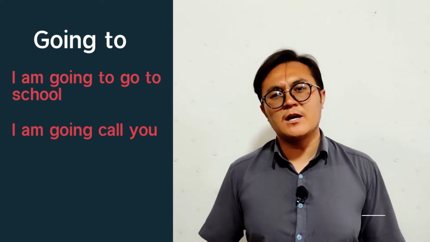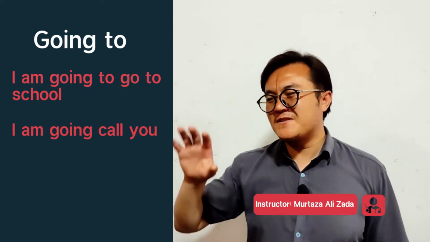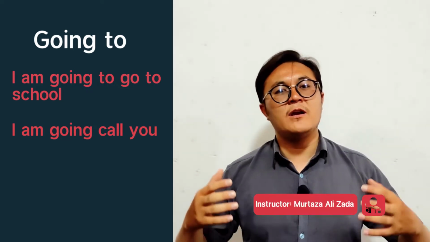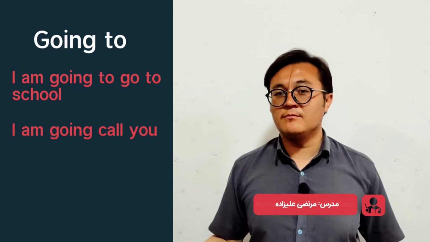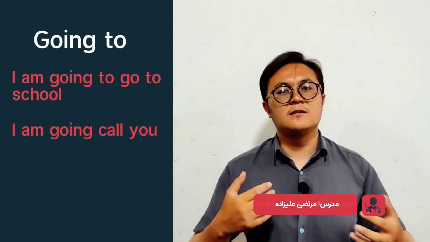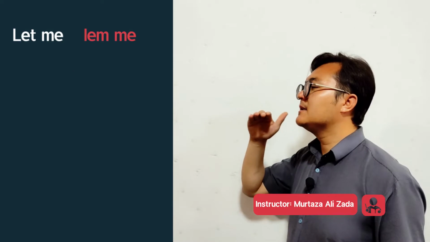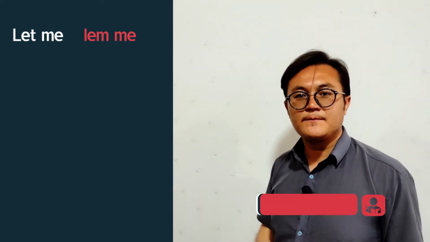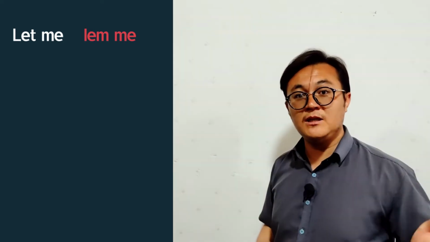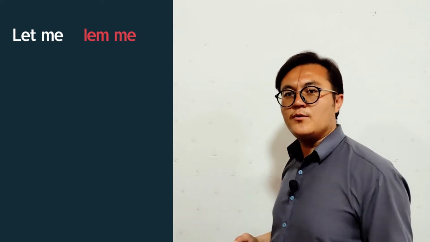The number of the contractions that we've got in English could be numerous. But I have selected some of the contractions that Americans would usually use in their daily talks and in daily conversation. So let's experience. Let me. Instead of saying let me, they would say let me. So for example, let me go, they would say let me go.